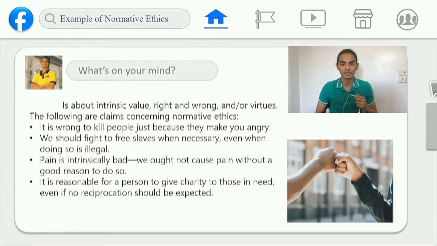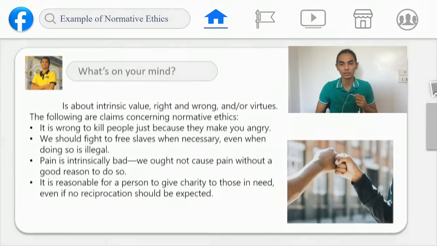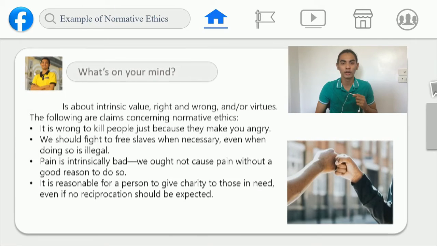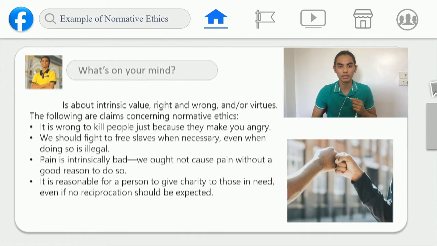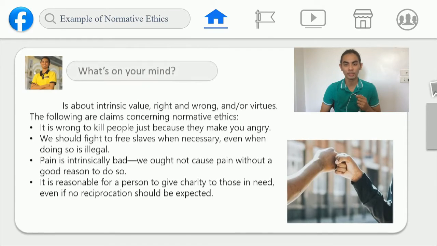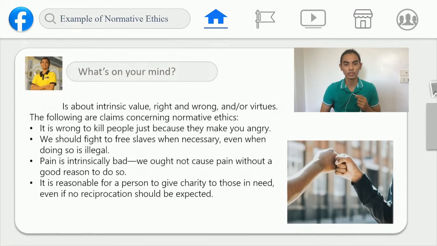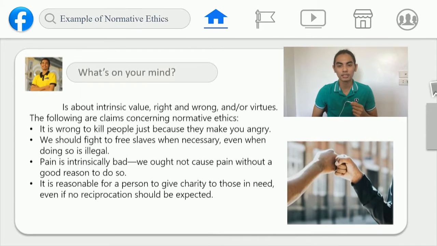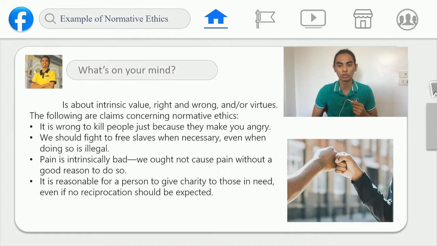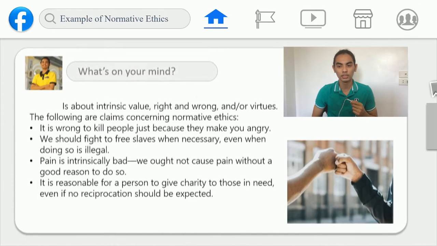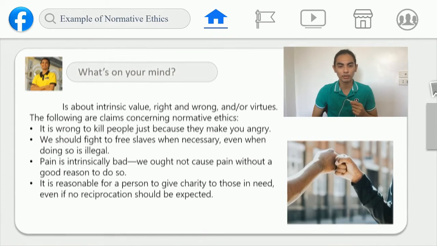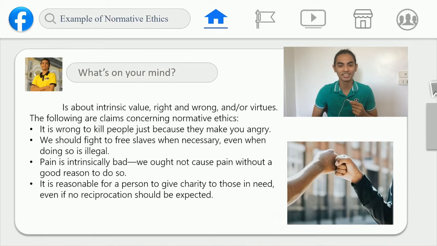Examples of normative ethics are about intrinsic value, right and wrong, and virtues. The following are claims concerning normative ethics. It is wrong to kill people just because they make you angry. We should fight to free slaves when necessary, even when doing so is illegal. Pain is intrinsically bad. We ought not to cause pain without a good reason to do so. It is reasonable for a person to give charity to those in need, even if no reciprocation should be expected.